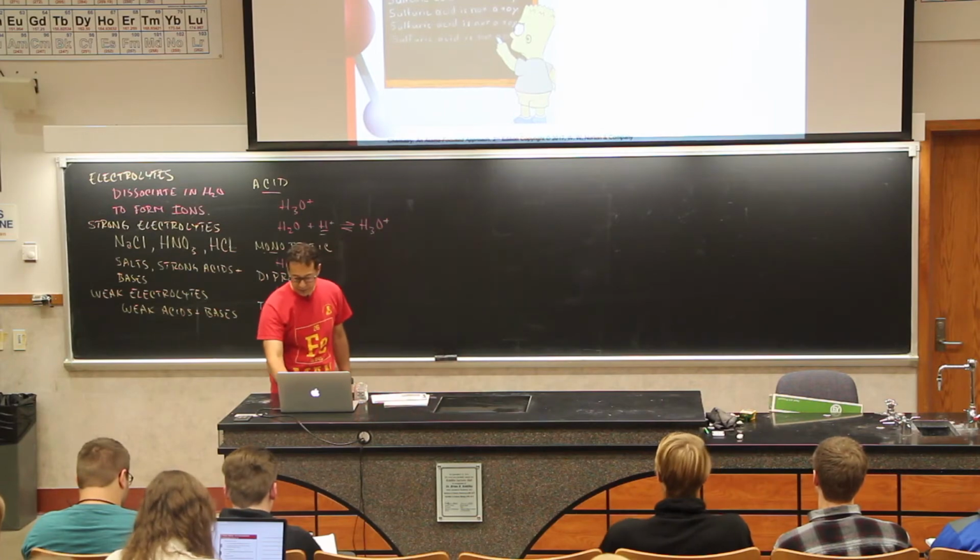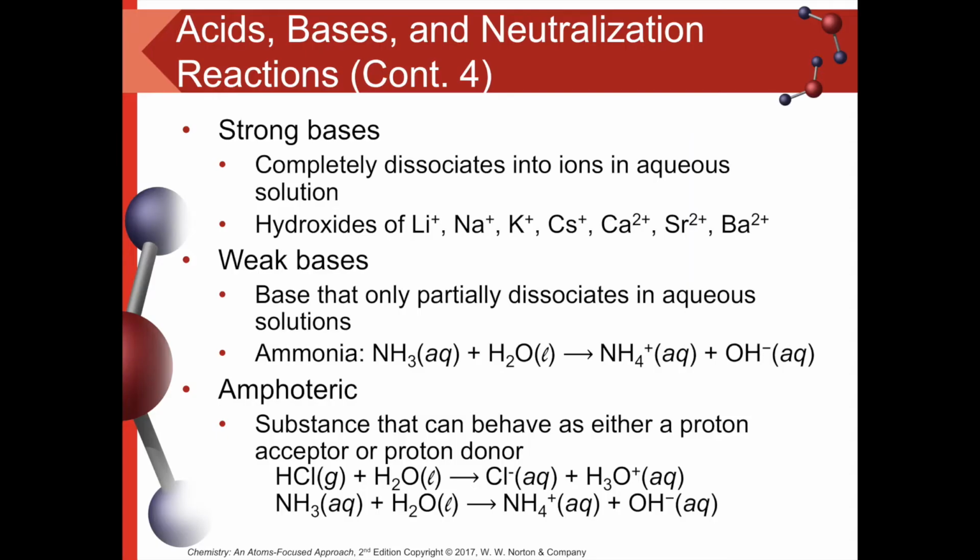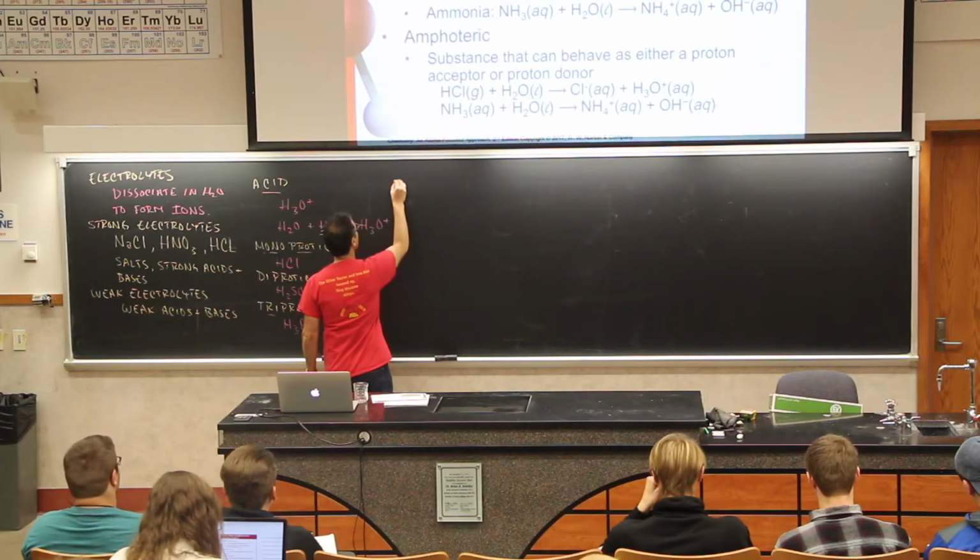Okay, we got this. Some strong bases. What are strong bases? Strong bases are things that completely dissociate in water to form ions. And examples of these would be hydroxides of the group 1 elements, like lithium hydroxide, sodium hydroxide, potassium hydroxide. Okay, so strong bases.